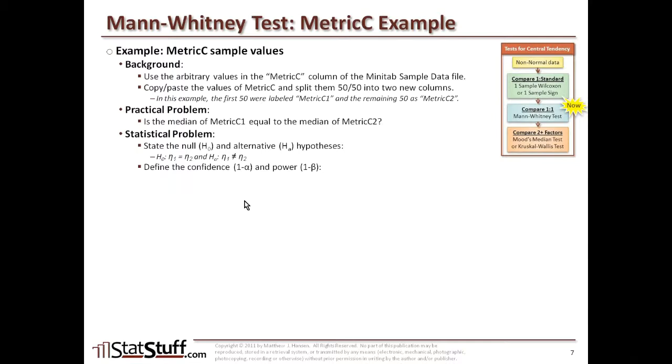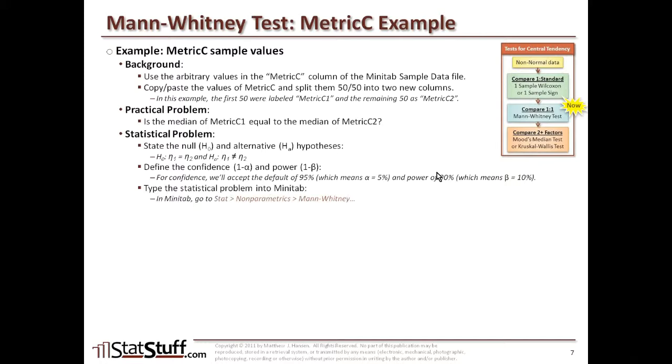Now for the confidence and power levels, we're going to use the default of 5% risk for alpha, which is going to be our 95% confidence, and we're going to use 10% as our beta risk, which gives us a 90% power level. So for the statistical problem, how we're going to plug it into Minitab, we're going to go to the Stat menu, select Non-Parametrics, and choose the Mann-Whitney test.